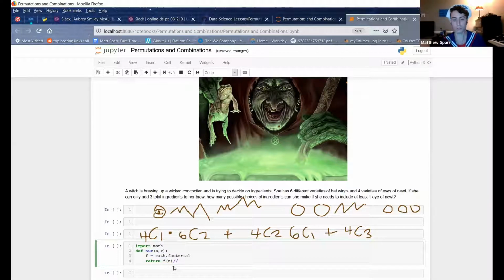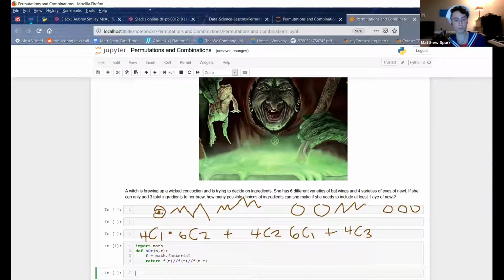Then we just use the formula, so return f of n, and now we want to use the double division sign here. It's kind of a complicated reason, but basically if we get into really large numbers and you do regular division, it converts the numbers to floats, and Python doesn't like dividing by really large float numbers. So this is integer division, and you have to use it for that reason. So divided by r factorial divided by n minus r factorial. That should give us the function we need.